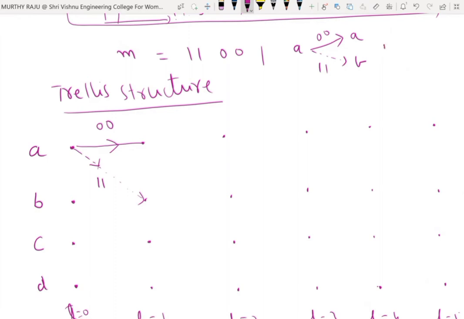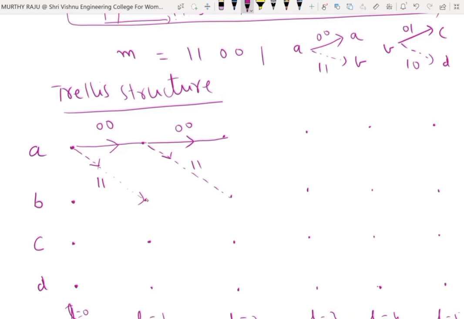Here again we use another one. B, you are in state B. Input bit is 0. Input bit is 1. B to C, B to D. Outputs are 0, 1, 1, 0. You are in state A. Here input bit is 0, solid line. Output is 0, 0. Input bit is 1, dashed line here. Output is 1, 1.